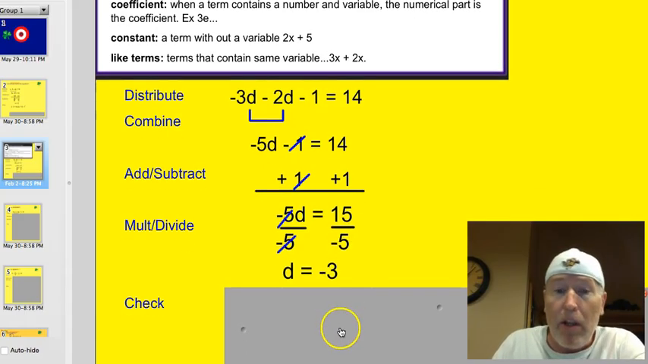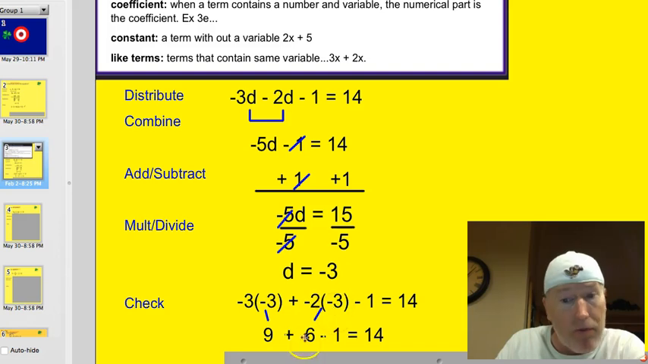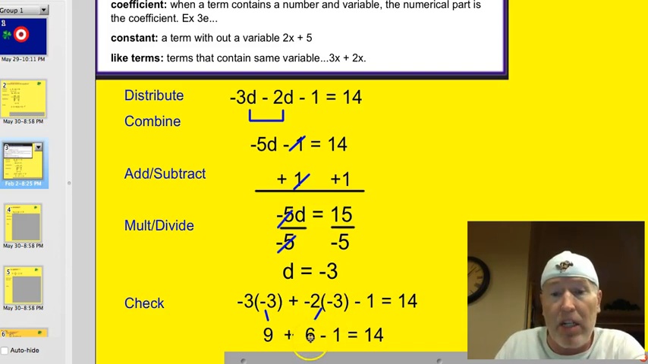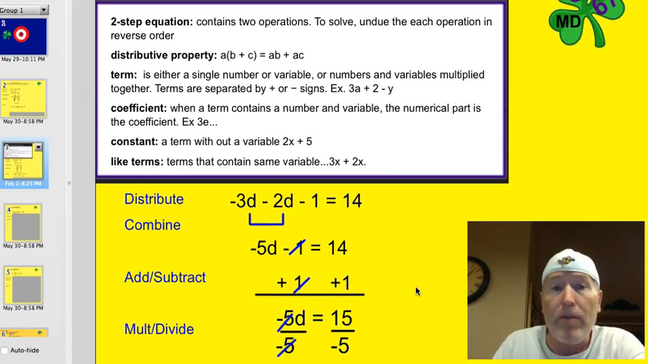All right? Well, this was a little more complicated to pop in, but I did it. I just took and popped in the negative 3's where those d's were. So I have a negative 3 times a negative 3. That's positive 9. A negative 2 times a negative 3, that's positive 6. Pop it in, we got 9 plus 6 is 15, minus 1, 14. Our answer checked out, we can be sure that we got it correct, and we've solved that equation. We've combined terms and solved it.